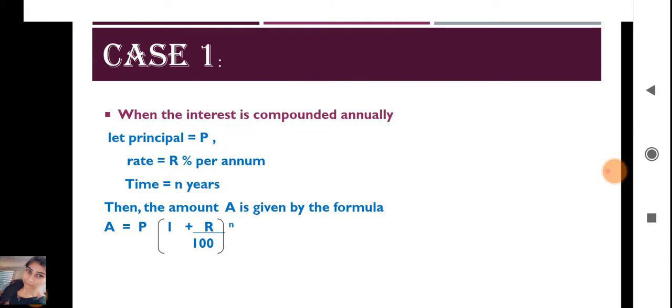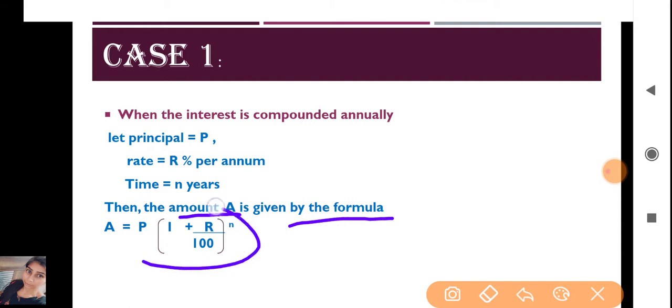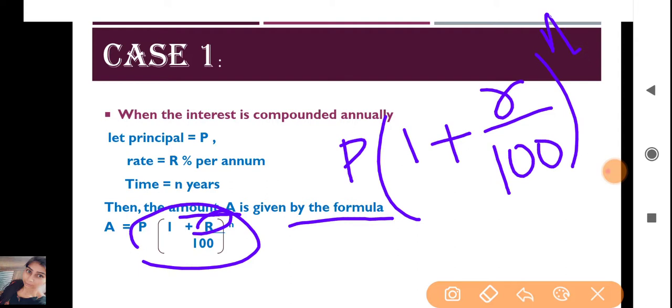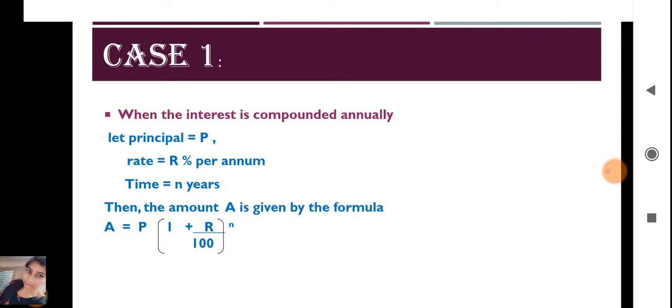Then the formula of amount A is denoted by A equals P times (1 plus R divided by 100) raised to n. Here I have taken capital R, you can take capital R or small r as per your convenience. This n will be small n, and that denotes the time. So let us see one example for case 1.